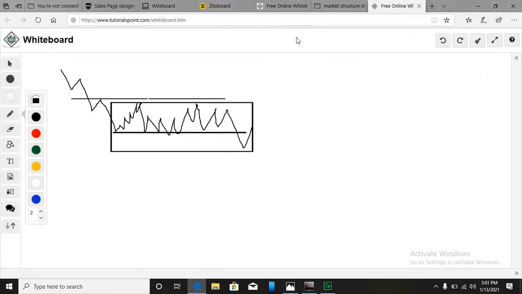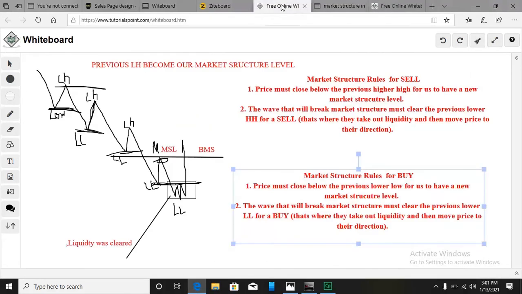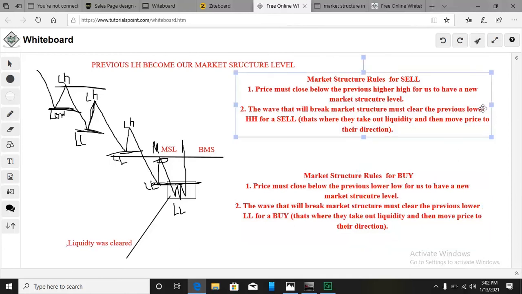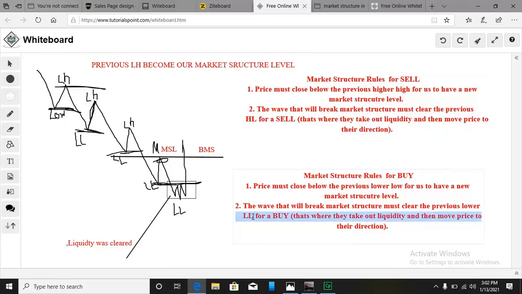You wait for the retracement, then they drop. Don't forget our rules again. Price must close below the previous higher high for us to have a new market structure level. And the wave that will break the market structure must clear the previous higher low for a sell. Sorry, higher low for a sell. Then it must also clear the previous lower high for a buy.